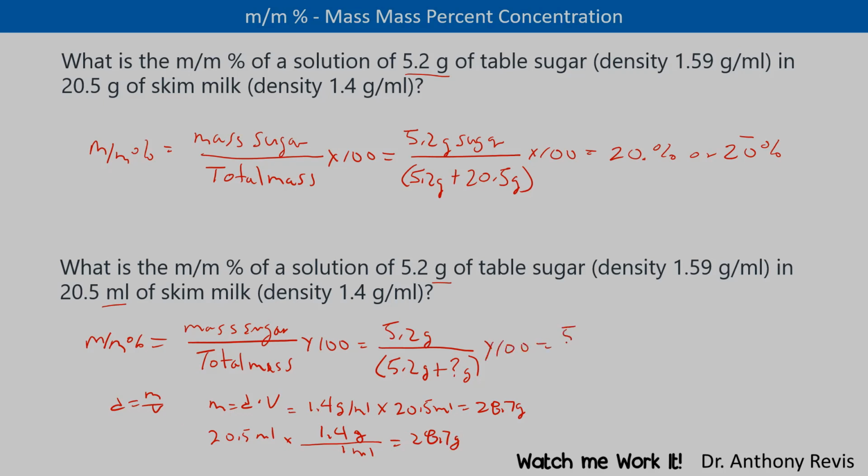So let's just finish this problem by putting in all our values. You'll bring that value down in grams, 5.2 grams plus 28.7 grams, times 100. If we punch these numbers through, we will get 15%. So there you have it, examples of mass percent concentration problems.